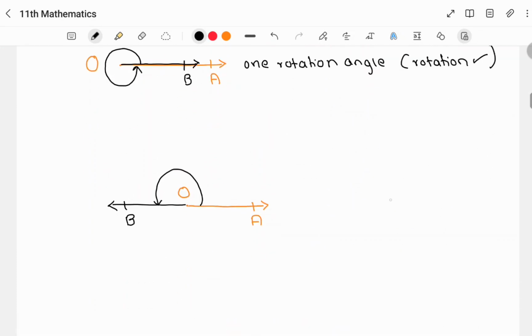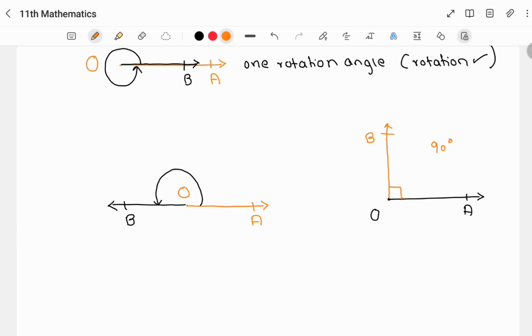And how does it look? If this is the initial arm with the common vertex O, the final arm is like this. Now we know this angle, the right angle, since our childhood, because we have learned Pythagoras theorem, and we denote it like this. And we also know that the angle measure is 90 degrees.